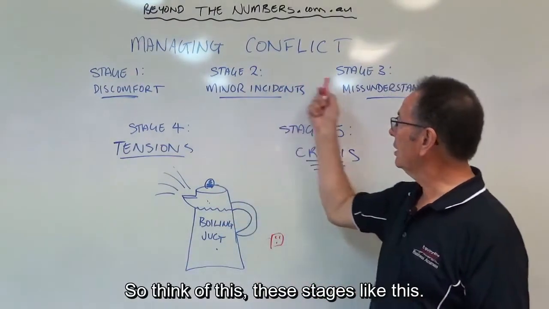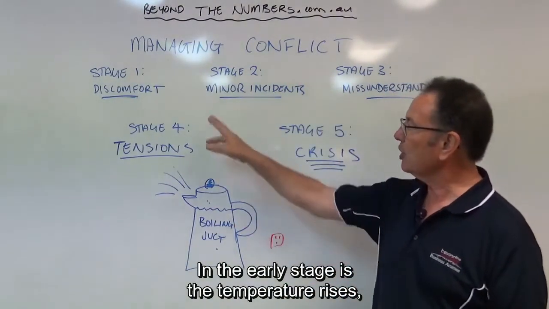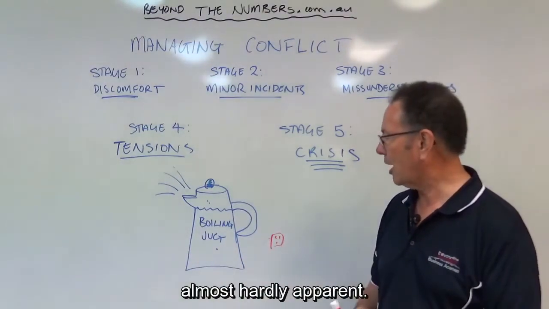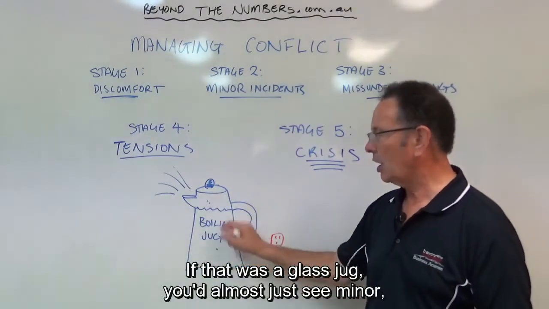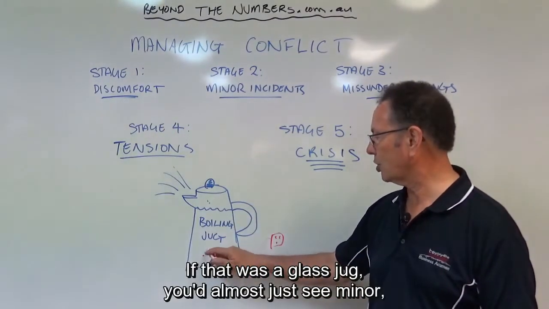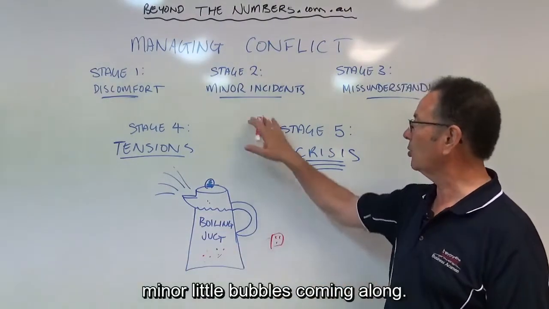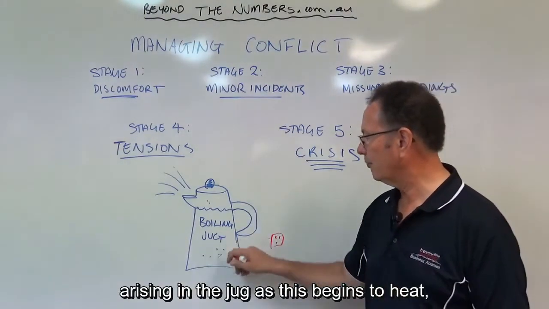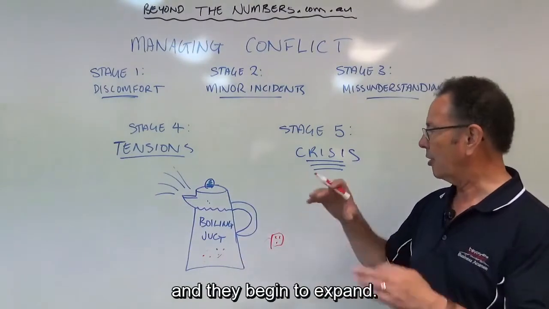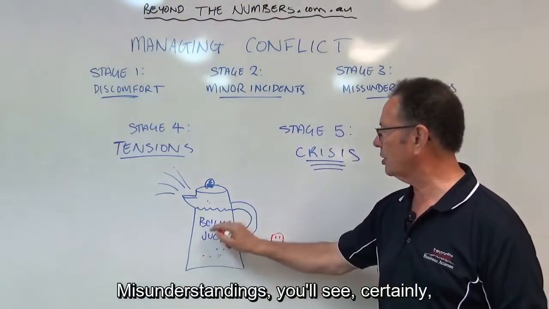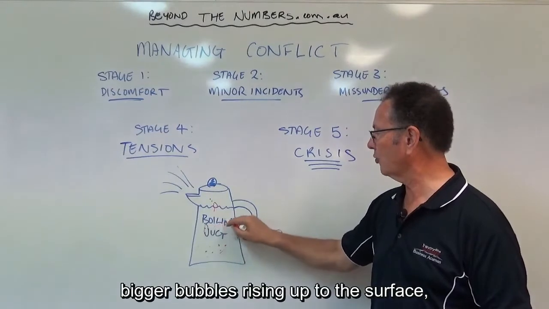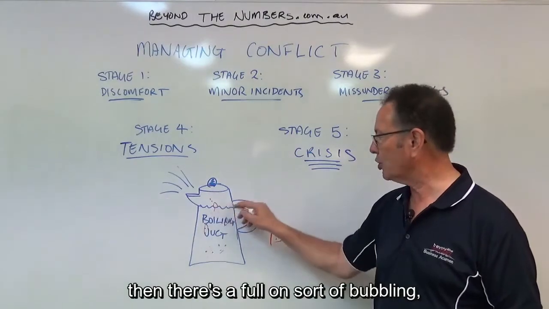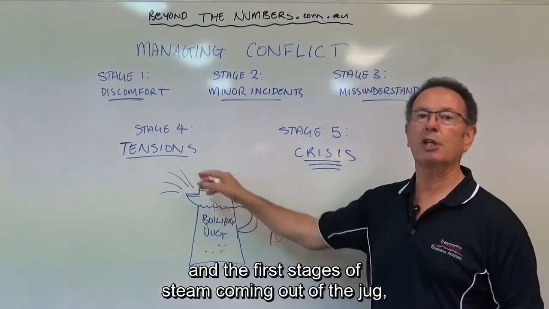So think of these stages like this. In the early stage, as the temperature rises, there's a little bit of agitation, almost hardly apparent. If that was a glass jug, you'd almost just see minor little bubbles coming along. Same here, starting to get a little bit more bubbles rising in the jug as this begins to heat, and they begin to expand. Misunderstandings, you'll see certainly bigger bubbles rising up to the surface. And then as it moves through to tensions, there's a full-on bubbling and the first stages of steam coming out of the jug.